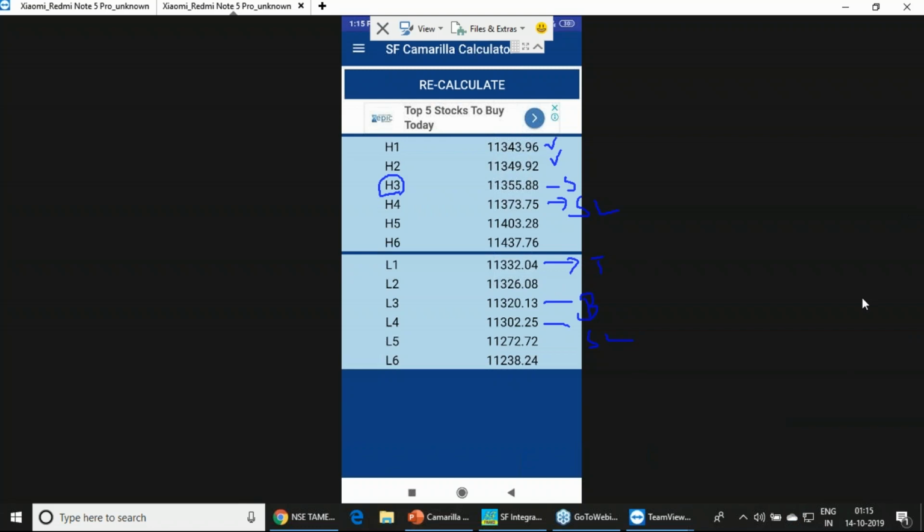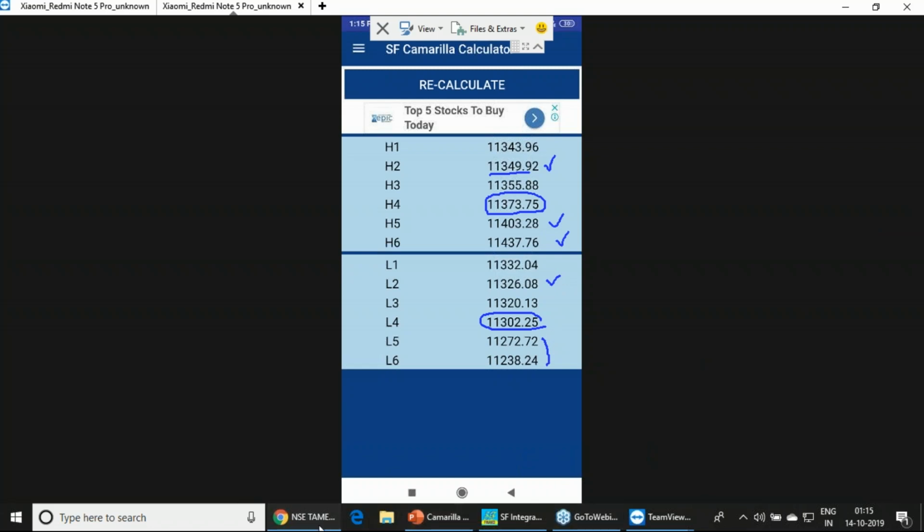If I am going against the trend, or else I can buy at about 11,374 and keep a stop loss of 350 here, S2, and aim for 403 and 437.76. Same way, if I want to sell, I can sell at 11,302, keep a stop loss of 11,326, and these will be my targets, 11,272 and 238. So these are the calculations you have got.